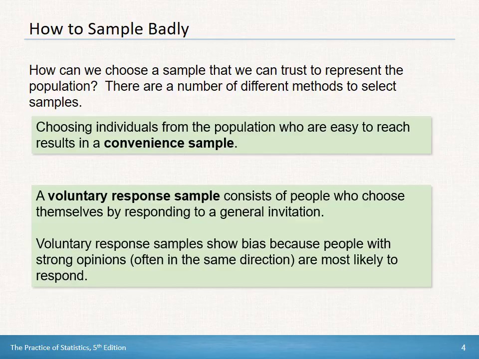Okay, and then we have a voluntary response sample. This is where people choose to respond to a general invitation. So this is like magazines or websites or the news now. They do these polls where they send out these requests for people to contact back or to fill out a survey online about how they feel about a topic or an issue. These are voluntary response samples because these people are voluntarily responding to this.